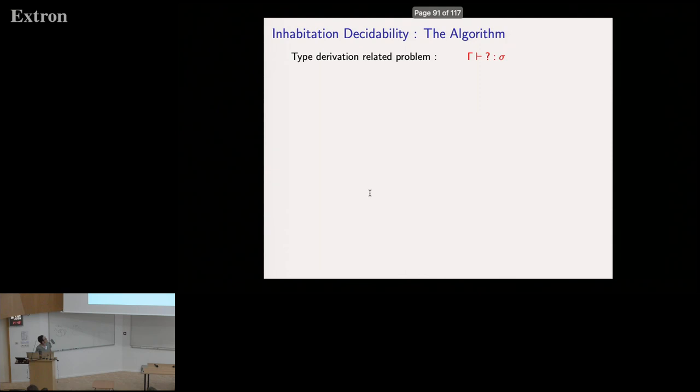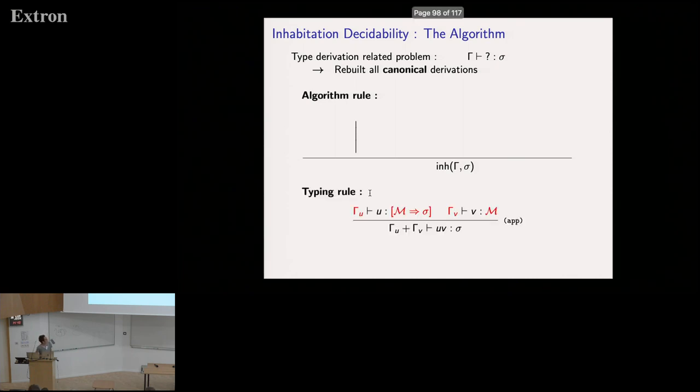So the problem is a typing problem. So the algorithm will be built in a similar manner using rules. And let's build just one to see how it goes. So the idea is to try to solve the inhabitation problem for gamma sigma. And we'll try to replicate what would have been a run of the algorithm if the last rule was an application. So this is the application rule. And what we see is that the two premises of the application rule are forming two sub-inhabitation problems.